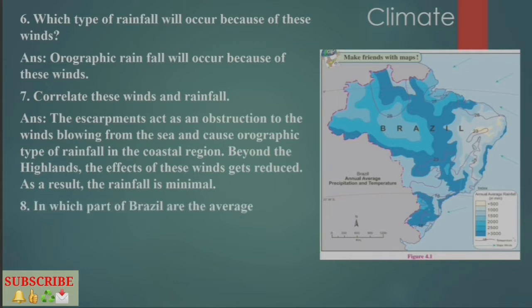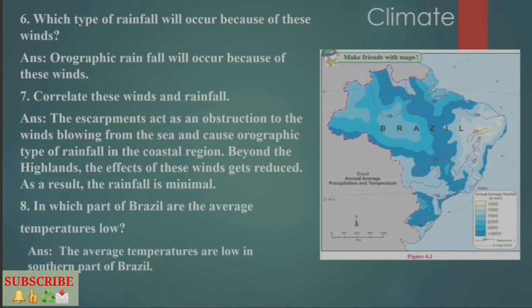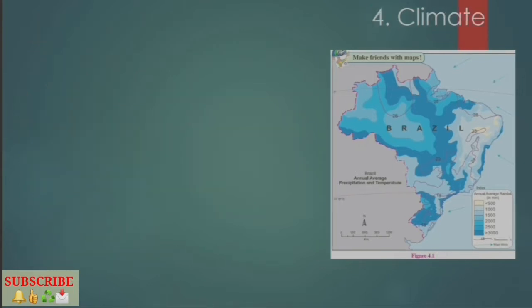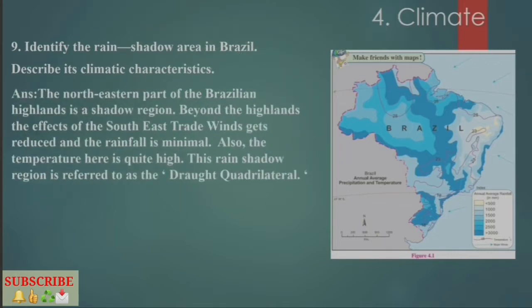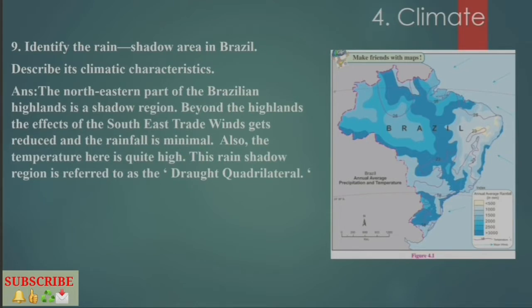Eighth question, in which part of Brazil is the average temperature low? Answer is, the average temperature is low in the southern part of Brazil. Question 9, identify the rain shadow area in Brazil. Describe its climatic characteristics. The answer is, the northeastern part of Brazilian highlands is a shadow region. Beyond the highlands, the effect of the southeast trade winds gets reduced and the rainfall is minimal. Also, the temperature here is quite high. This shadow region is referred to as the drought quadrilateral.